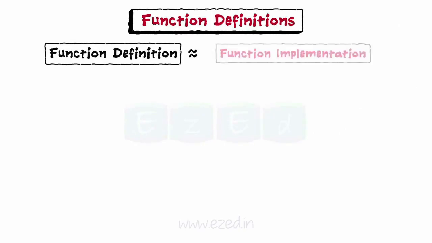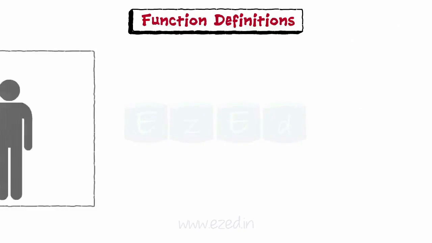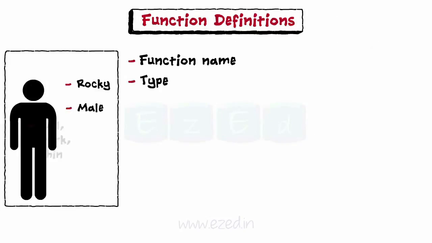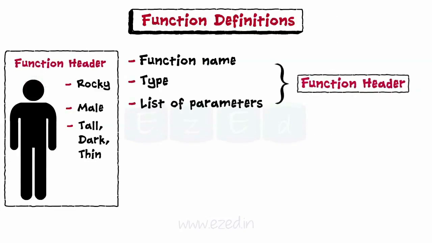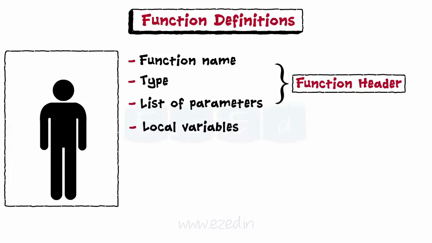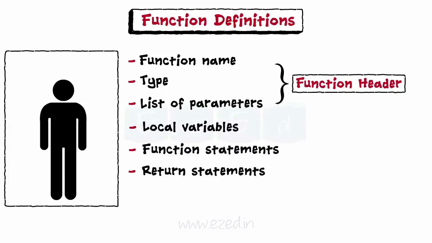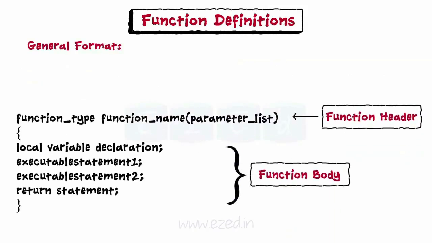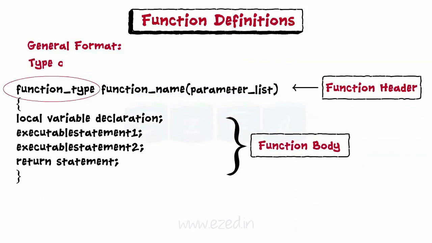Moving on to function definitions. It is also known as function implementation. It includes function name, type, and parameters, combined into the function header, while local variables, function statements, and return statements are grouped into the function body. The general format is: the function type defines the type of value a function is going to return to the calling function. If the return type is not mentioned, then C will assume it to be of type integer. If the function does not return anything, then the return type is void.